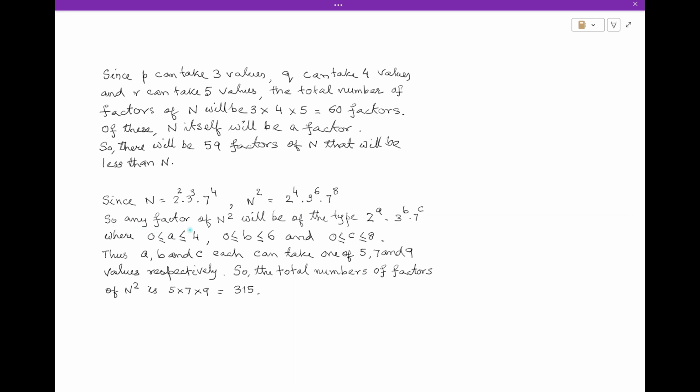So any factor of n square will be of the type 2 to the power of a multiplied by 3 to the power of b multiplied by 7 to the power of c, where a is between 0 and 4, b is between 0 and 6, and c is between 0 and 8. Both 0 and 8 are included.